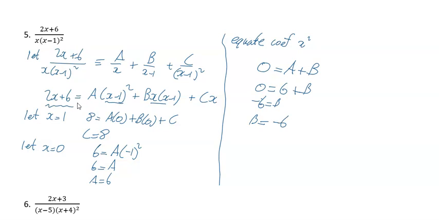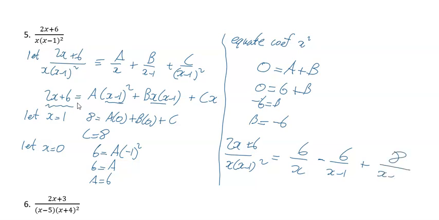Your answer then, I'm just going to write the whole thing out again. So 2x plus 6 all over x upon (x minus 1) squared is equal to my a, which is 6 over x. My b was minus 6, so just write minus 6 over x minus 1. And my c was 8, so that's 8 over (x minus 1) squared. Remember, it was our repeated linear factor, and that's my answer. Done.